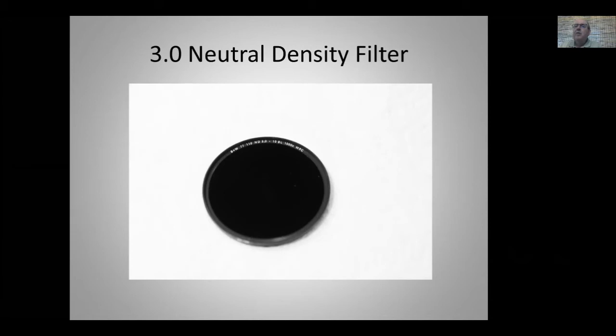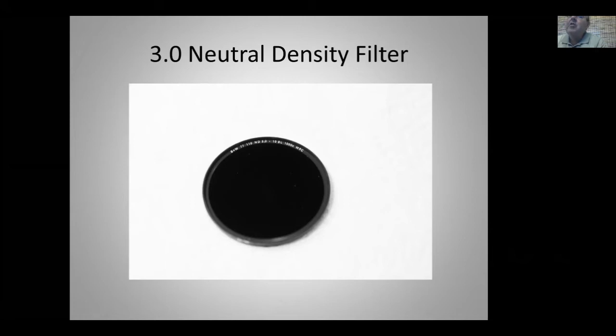All right, this is what the 3.0 neutral density filter looks like on a piece of paper. You can see you cannot see through it, and you can't read it, but I'm looking close. This is from a company called B&W, which is a German company. I happen to like their filters, so those are the ones I usually buy.